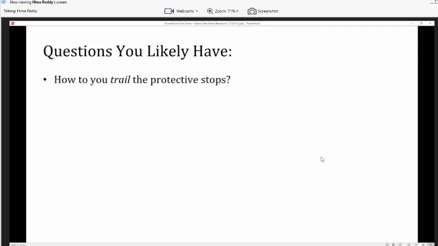So the questions you might have, in addition to the ones I just repeated here: how do you trail the protective stops? Because placing a stop is just step one.